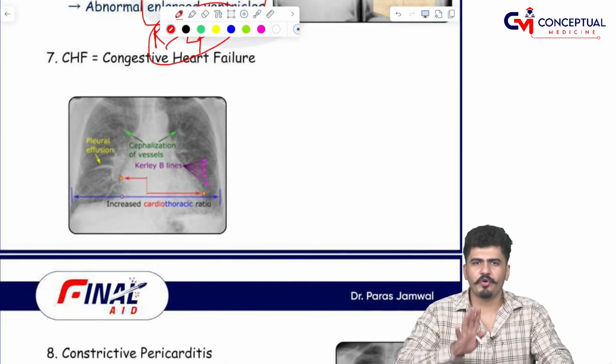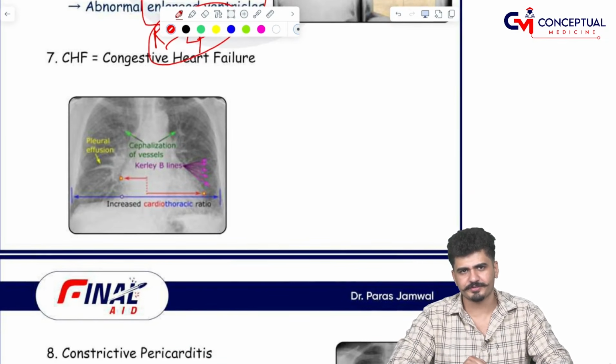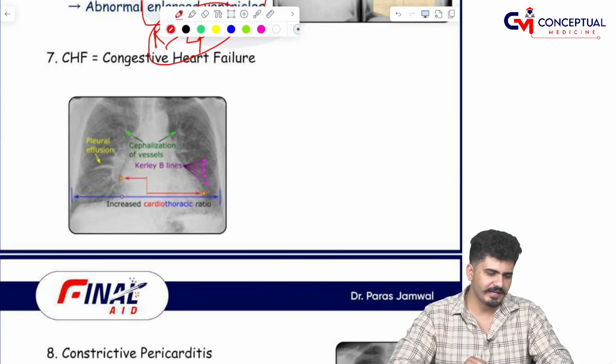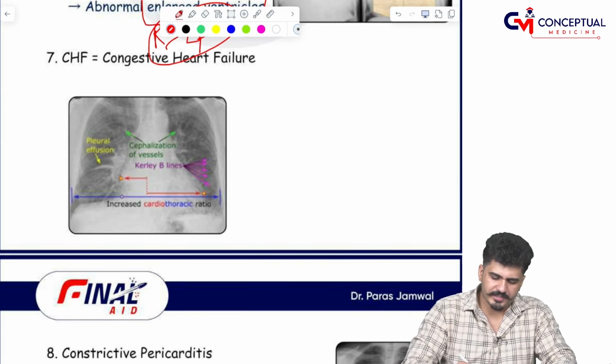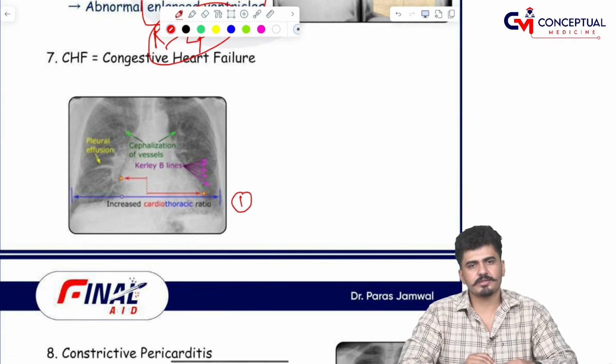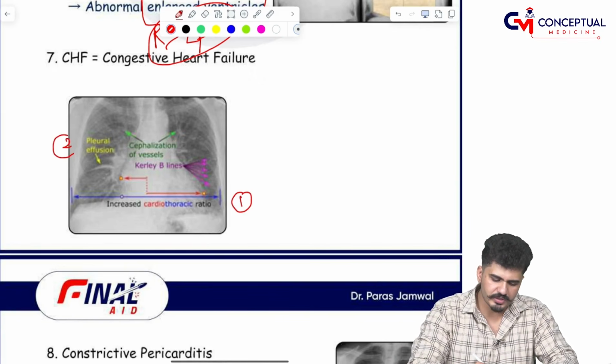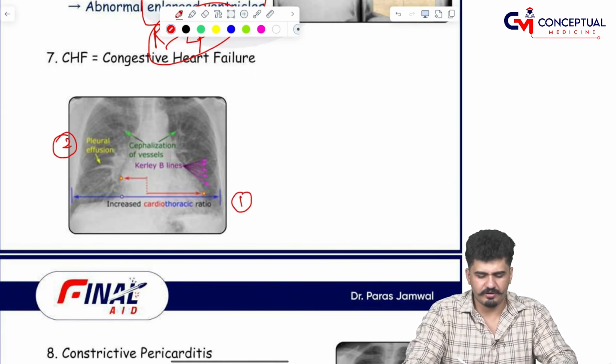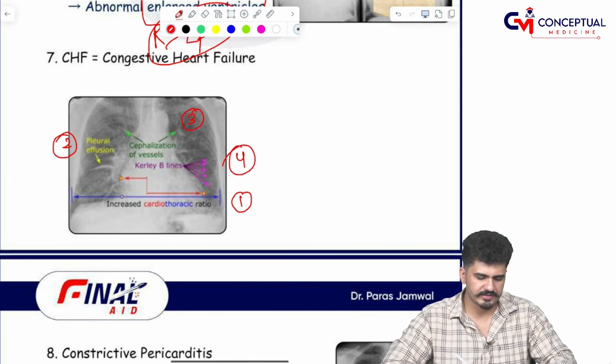Congestive heart failure, 4 important features you have to remember, sir. First is increase in cardiothoracic ratio. Second is pleural effusion. Third is cephalization of the vessels. Fourth is Kerley B lines. These are the 4 features you are going to see.